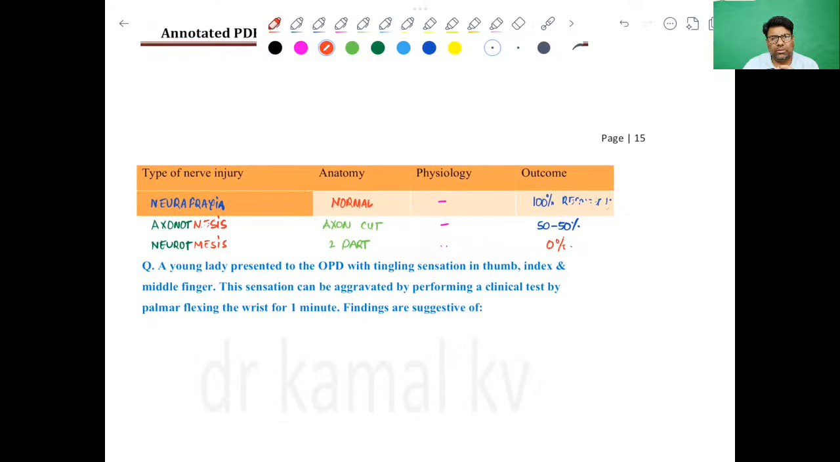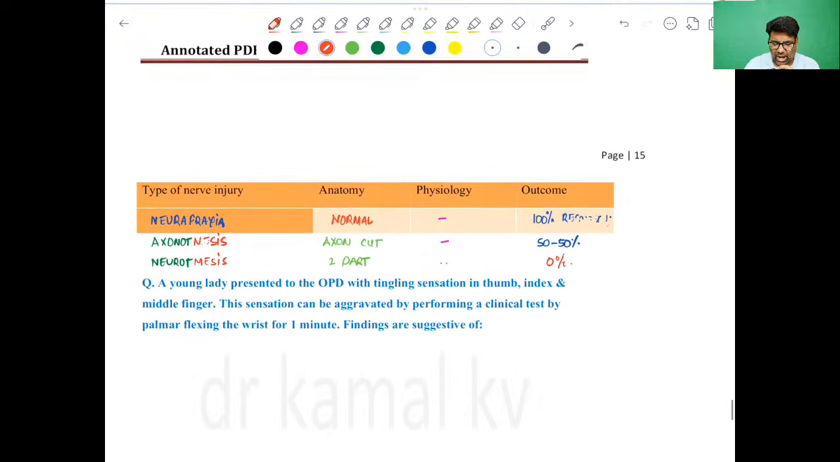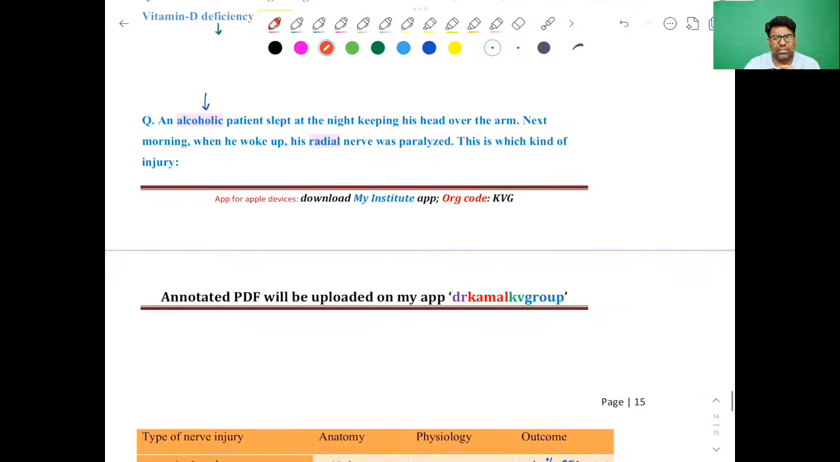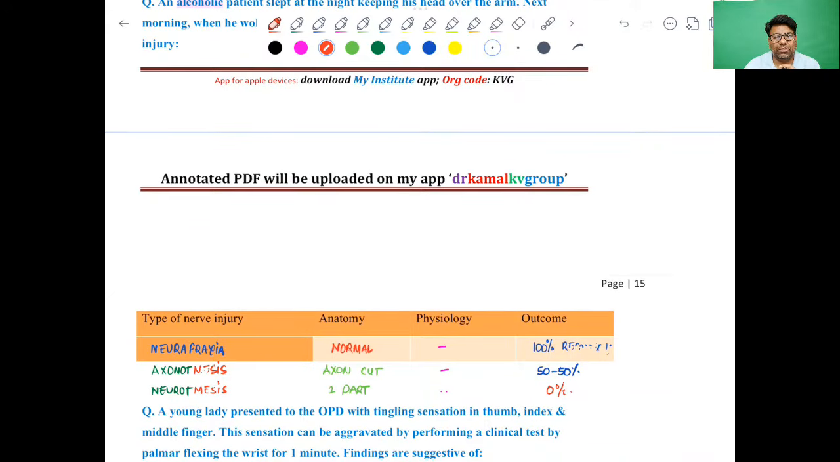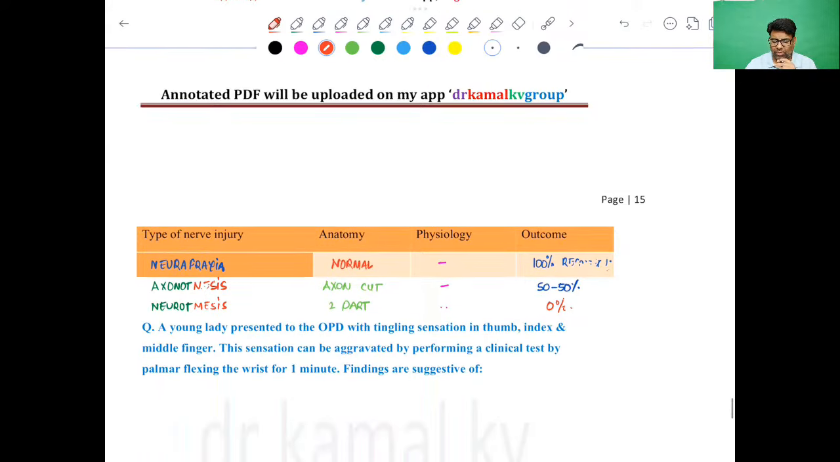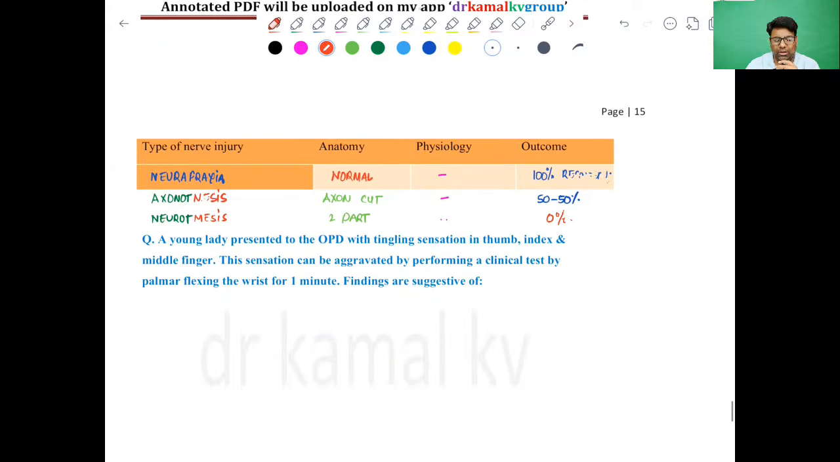So these are the different types of injury, and in the majority of cases, if there is no cut injury, it is usually a neuropraxia and it carries a good prognosis. We can assure the patient that yes, your nerve will start functioning over a certain period of time. So this is neuropraxia and 100% recovery because the anatomy is okay.